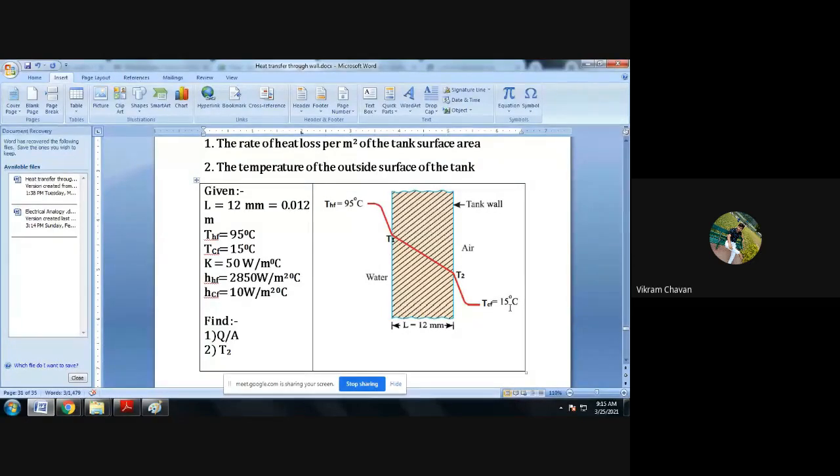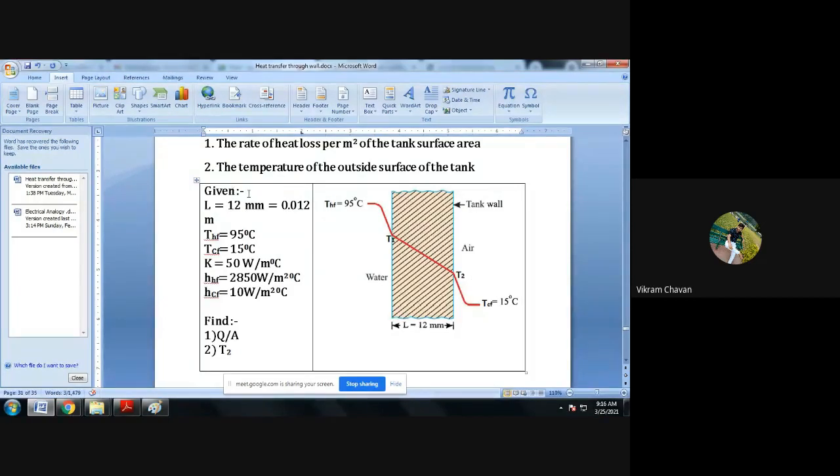The heat will transfer from the inside fluid of the tank to the outside fluid of the tank. So this is the problem, and we have to determine the rate of heat loss from the water to the external environment. And second thing, we have to find out the outside surface temperature of the tank, that is nothing but T2.